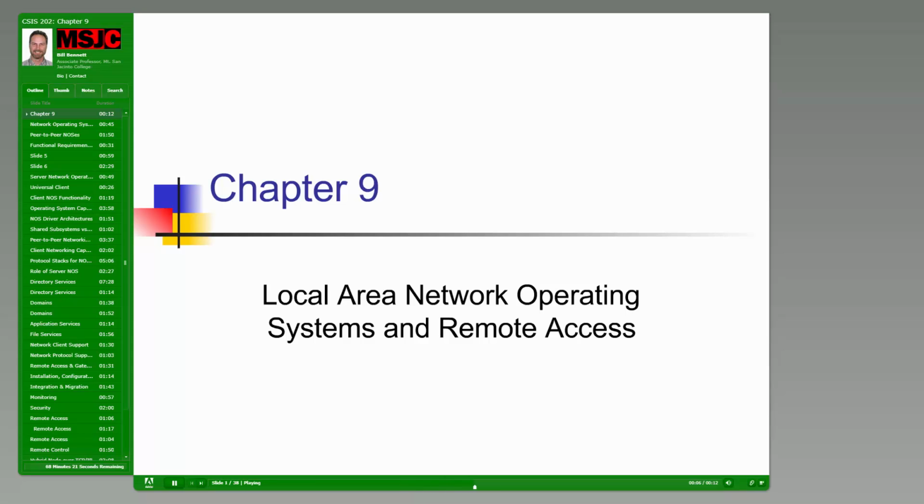This week you'll be covering Chapter 9, Local Area Network Operating Systems and Remote Access.